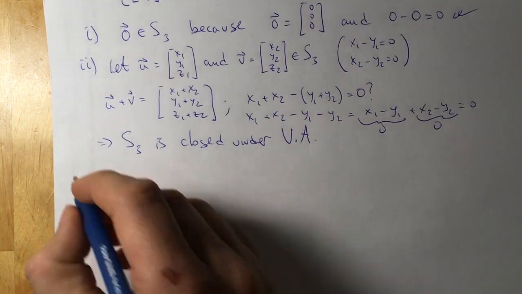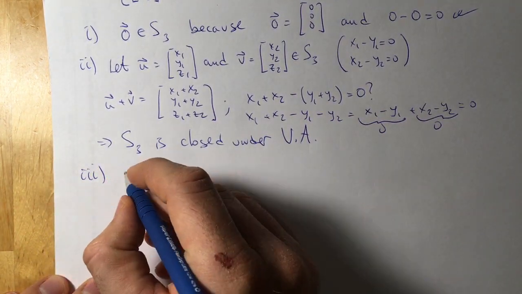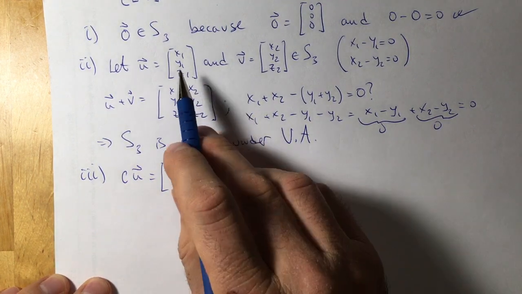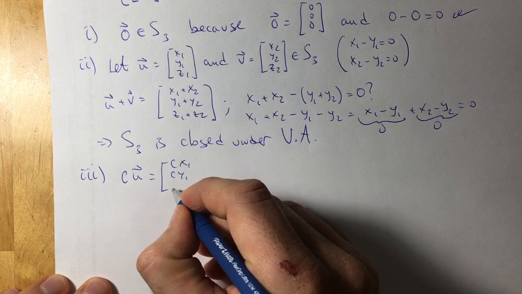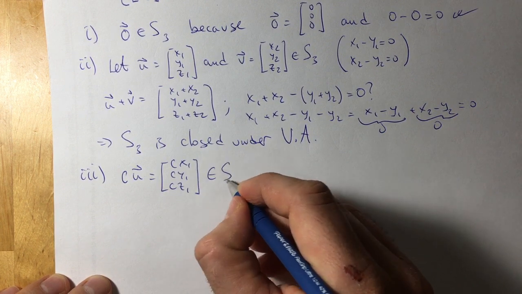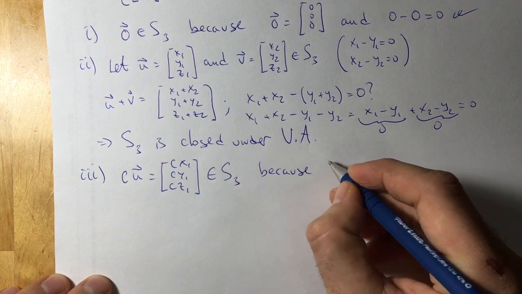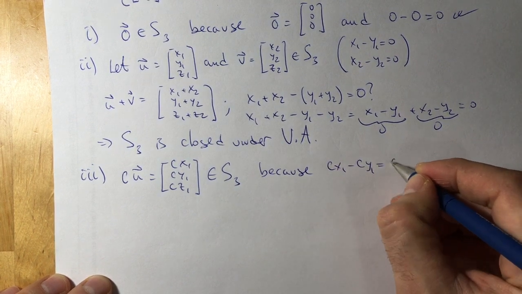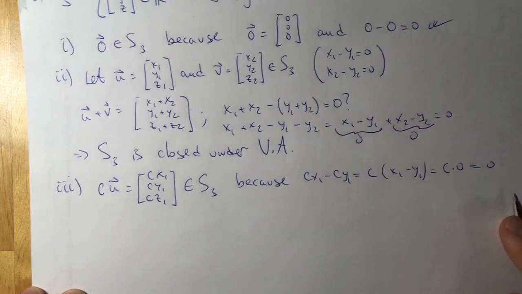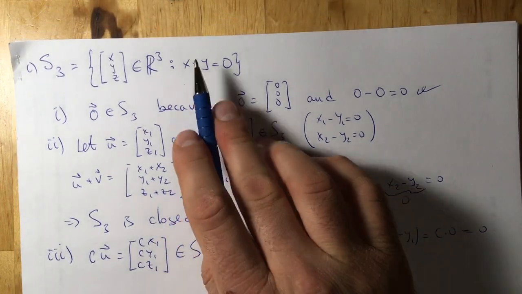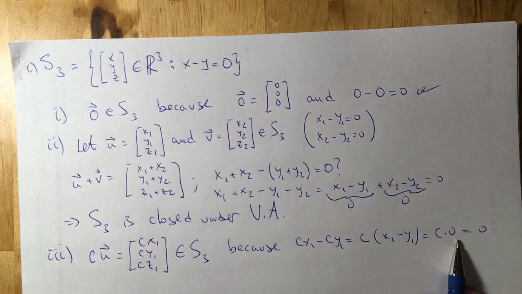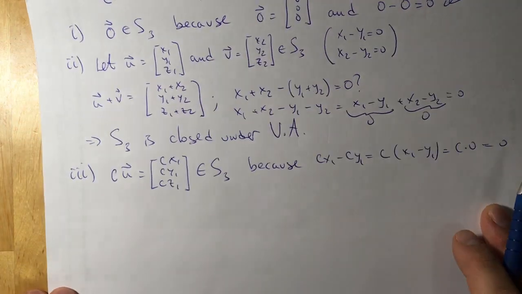And the third condition: take any constant scalar c times u, which is equal to (cx1, cy1, cz1), and it is in S3 because cx1 minus cy1 is equal to c times (x1 minus y1), which is c times 0, which is equal to 0. So as you can see, for this vector, the condition that the difference between the first and the second entry is 0 is satisfied, which means that S3 is a subspace.